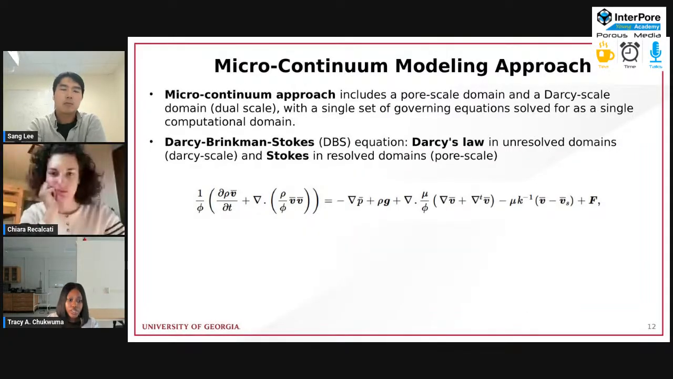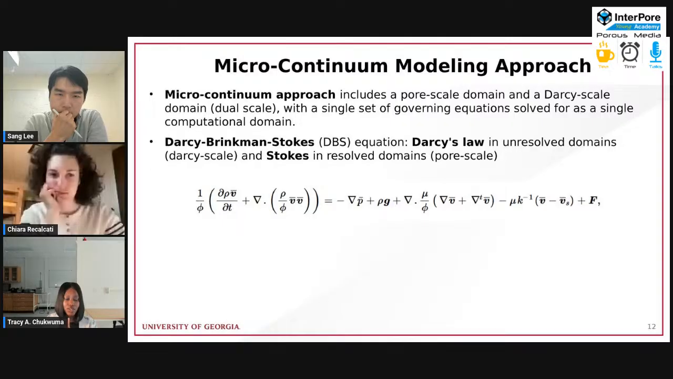So aside from porosity, for our permeability, currently we're applying a microcontinuum approach to represent that multi-scale aspect, that dual scale aspect, because with the microcontinuum approach, you integrate in one computational domain both the pore scale and the Darcy scale, or the small continuum scale.